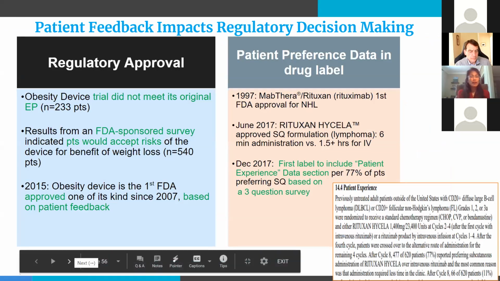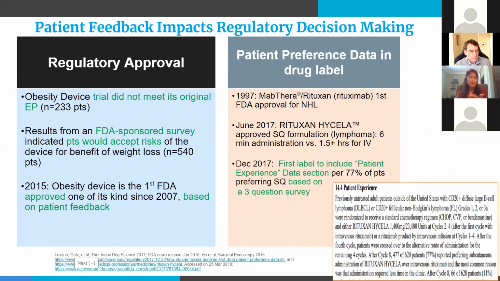Patient feedback really does impact what the FDA decides. The example on the left is for an obesity device. This trial was run but did not meet its original endpoint in 230 patients. When the FDA saw this result, they actually sponsored a survey and asked patients, would you be willing to accept the risk of this device for the benefit of weight loss? And they asked 540 patients.